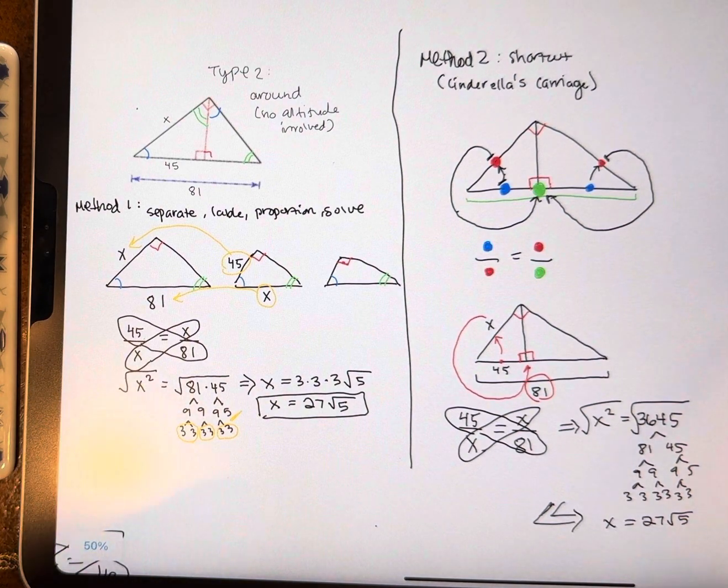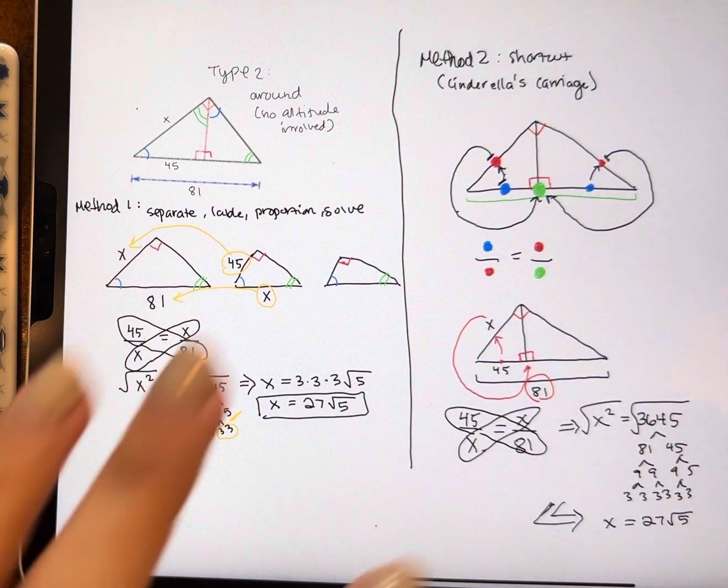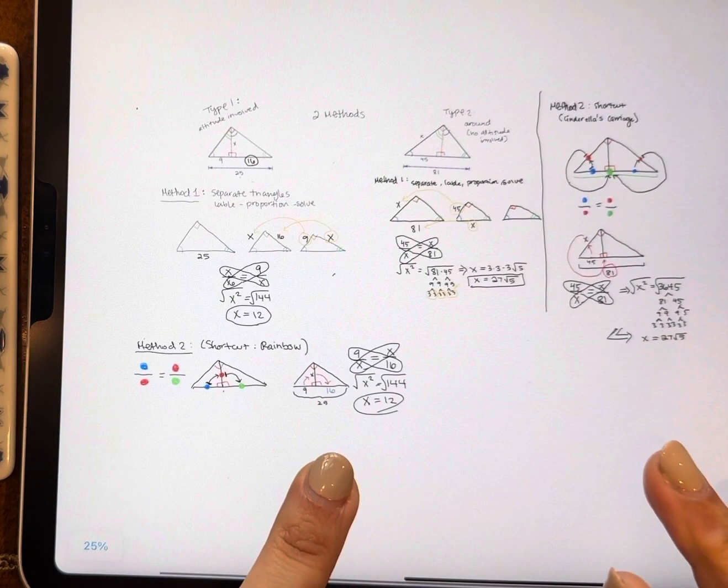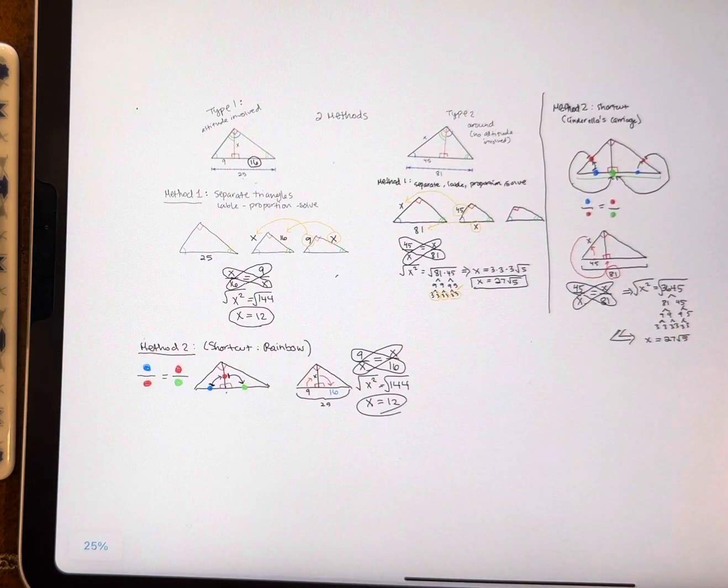And there's your two methods to do the two different types of these special right triangle problems. You are welcome to do whichever method speaks to you.